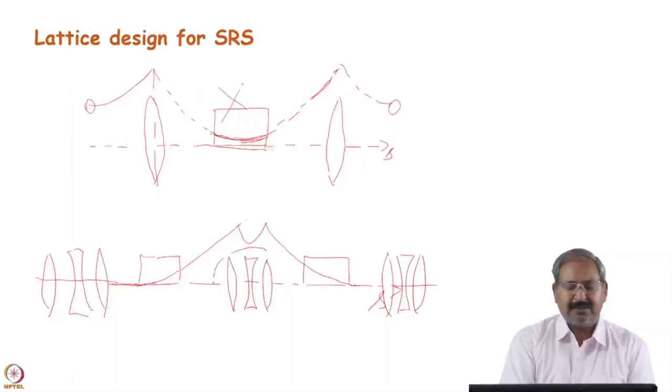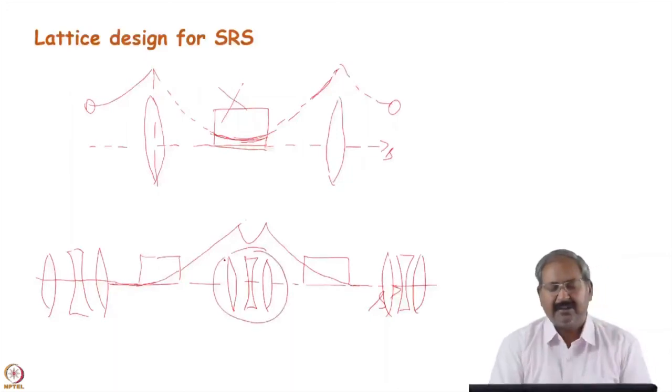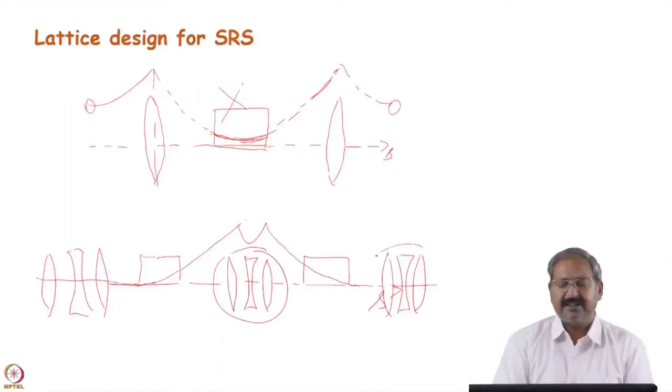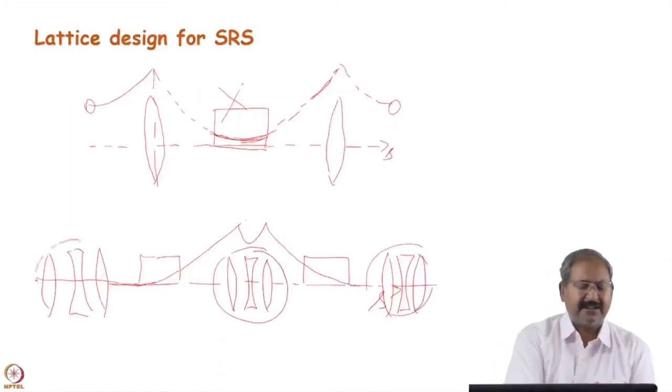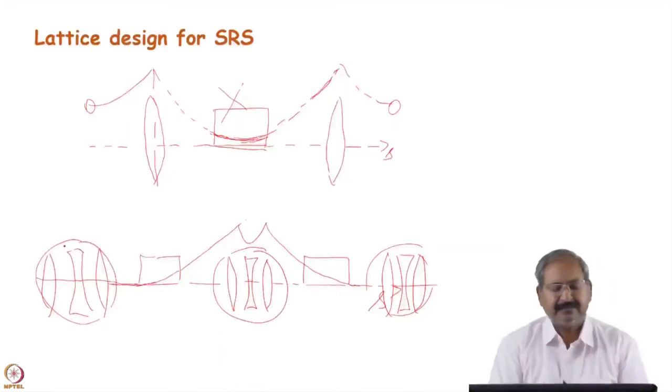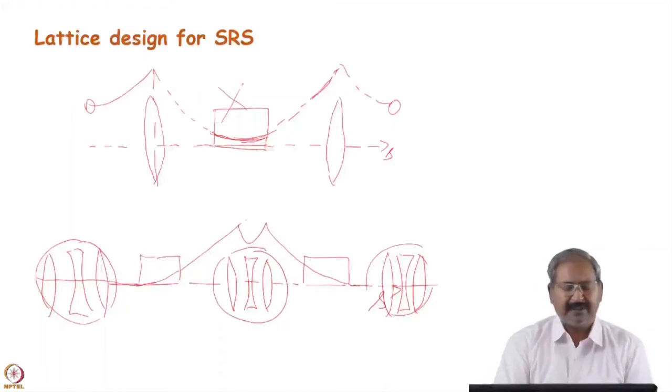So this combination takes care of the achromatic condition as well as the vertical beta function, and these quadrupole magnets take care of vertical and horizontal twiss parameters. So this kind of lattice is the basic choice for making the SRS. This is a double bend achromat.